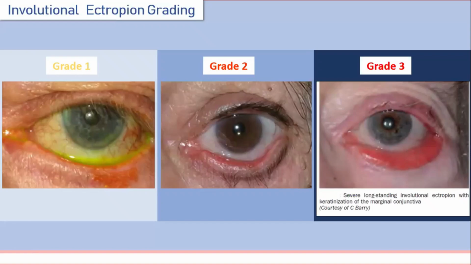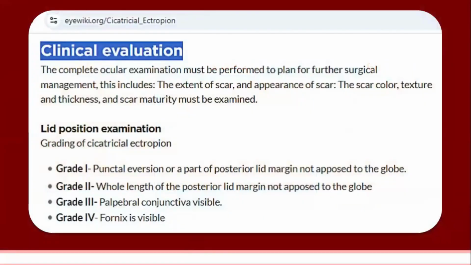And regarding the grading, I said the grading under the heading of involutional, but we can apply it, generally speaking, on any type. And I mentioned only 3 grades, grade 1, 2, and 3. In some references, they subdivide grade 1 into 2 grades. It is written in Wikipedia under the heading of cicatricial ectropion.